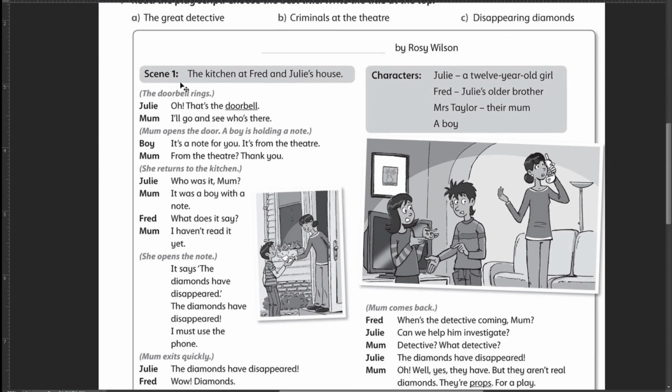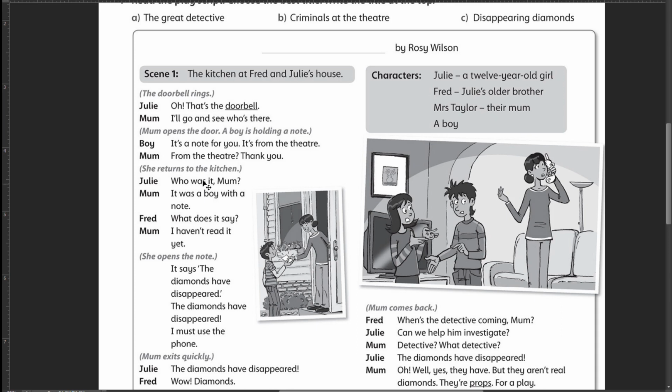Scene 1. The kitchen at Fred and Julie's house. The doorbell rings. Julie: Oh, that's the doorbell. Mom: I'll go and see who's there. Mom opens the door and a boy is holding a note. Boy: It's a note for you. It's from the theater. Mom: From the theater. Thank you. She returns to the kitchen.